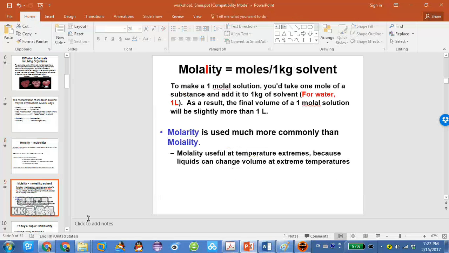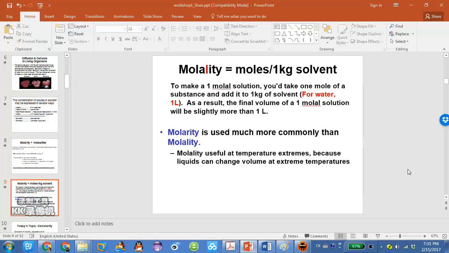Okay, let's move on to molality. The unit for molality is moles per kilogram of solvent, instead of per kilogram of solution. That's something you really should pay attention to when you do the calculations of molality. So the short form for the unit of molality is molal.